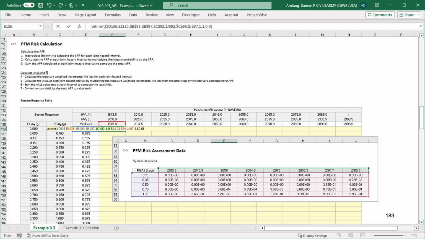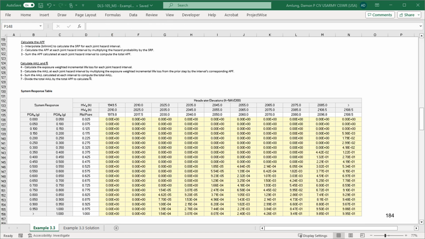In the formula, lock the row for the initial headwater input and lock the column for the initial PGA input. Lock both rows and columns for all other cell references in the formula so that we can drag and drop. Here is the completed system response table.